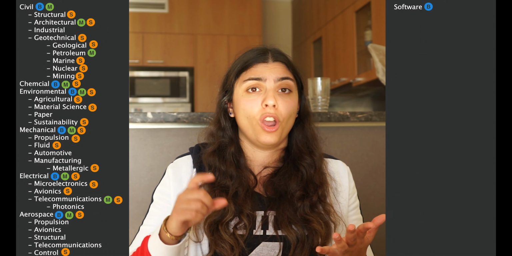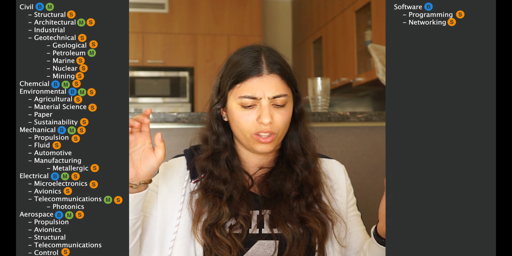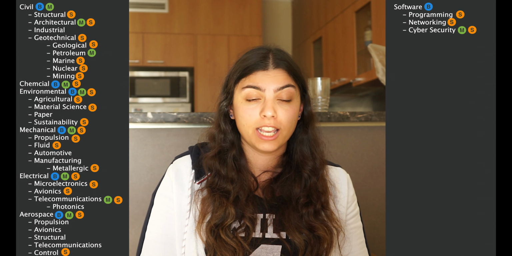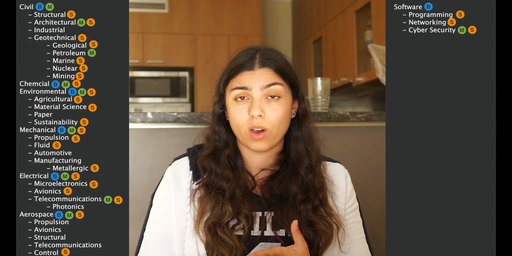You can go into programming different programs. You can go into the networking side. You can go into the cybersecurity side, which is also very popular if you've got a software degree, and it's very common in a lot of companies to have software engineers in that security side, and the cybersecurity. They're probably the three main ones.